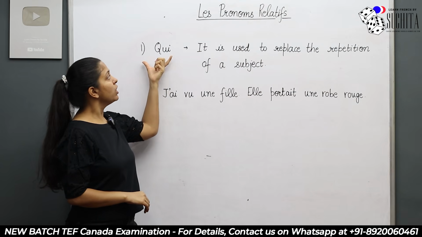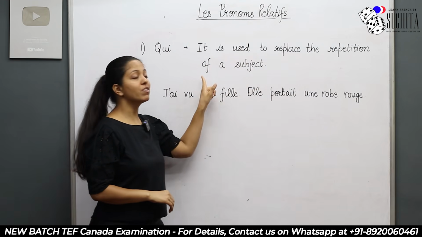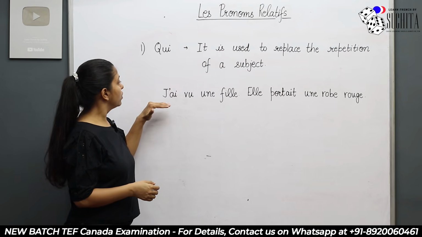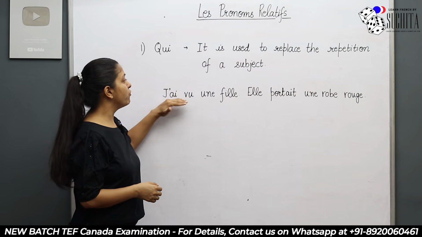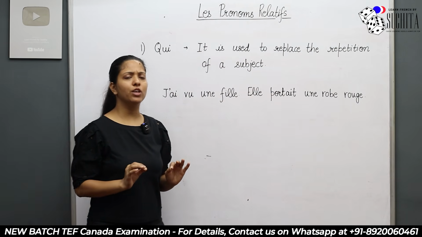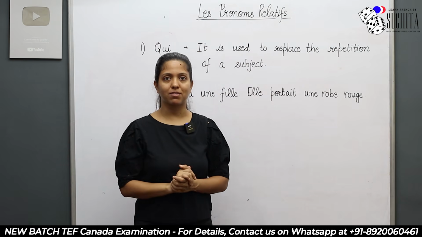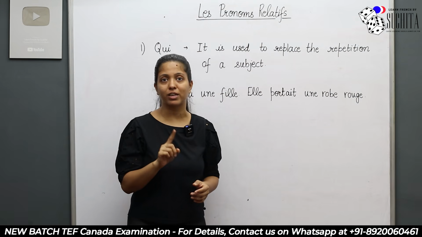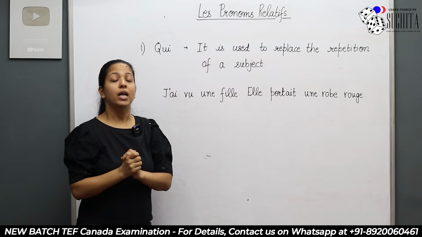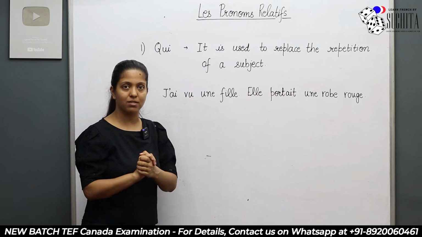Alright? Now, we use the pronoun relative qui to replace the repetition of a subject. Let's understand this through an example. The first example that I've written is J'ai vu une fille, elle portait une robe rouge. So what did I tell you? In order to use the relative pronoun, we should have 2 sentences. The first requirement is that you should have 2 sentences. So you have 2 sentences, right? The first one and the second one. Now, in the second sentence, you should have a repetition of something from the first sentence.